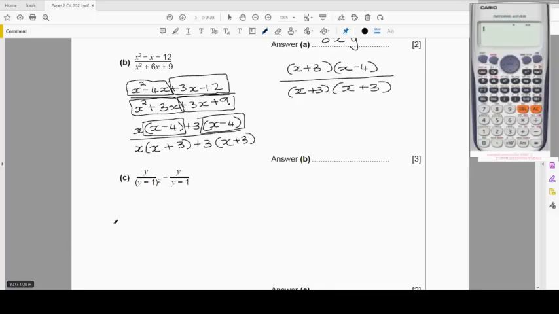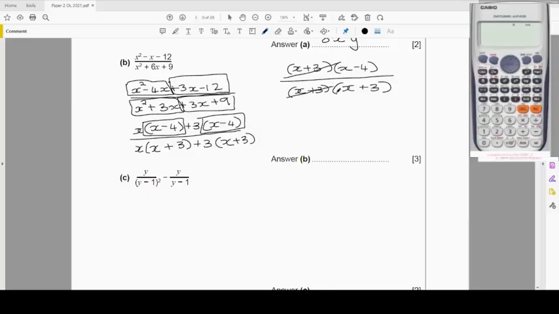Then we said our reason for factorizing is we wanted to be able to cancel some terms, and the way you cancel is you cancel out entire brackets that are the same in the numerator and in the denominator. So I can see in the numerator I have x plus 3. In the denominator, I have a bracket x plus 3. So I cancel the entire bracket like that.